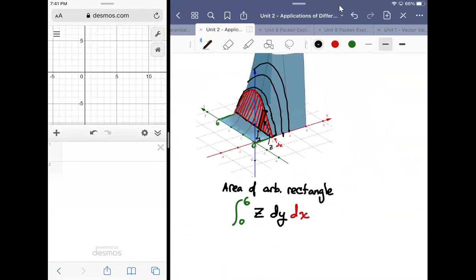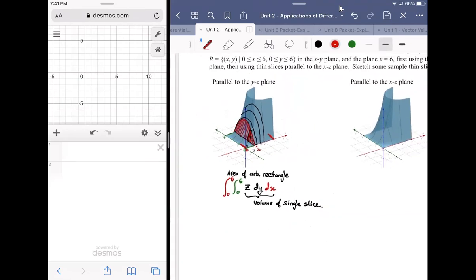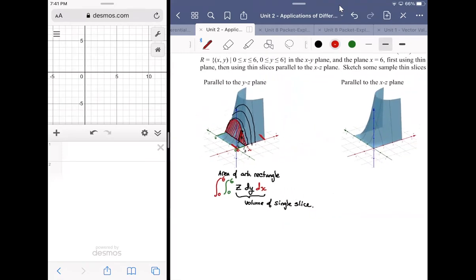Right? So these three pieces together give me the volume of a single slice. Now, if I want the volume of all of them, then what I'd have to do is integrate from the beginning of this interval to the end in terms of x. All right, so we're creating a double integral over those respective intervals.